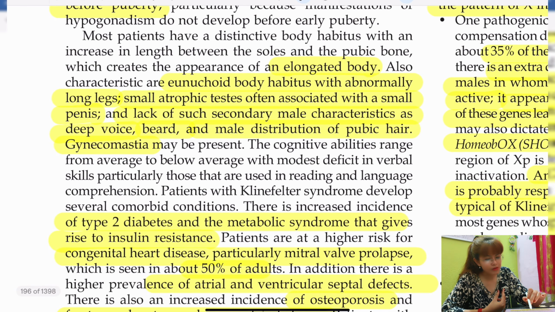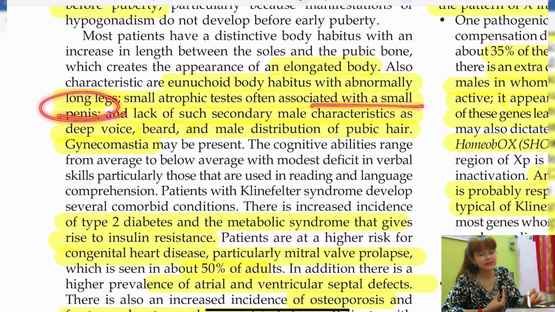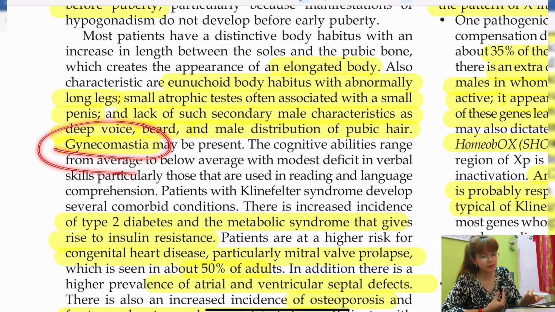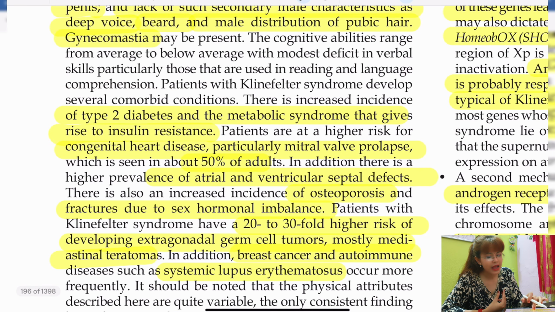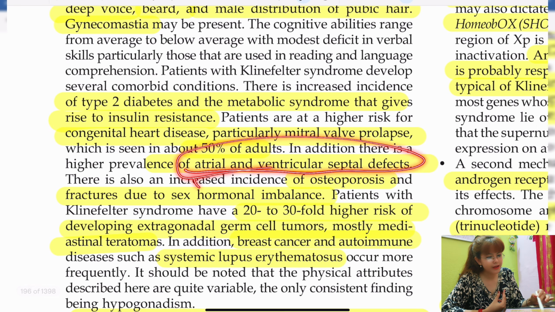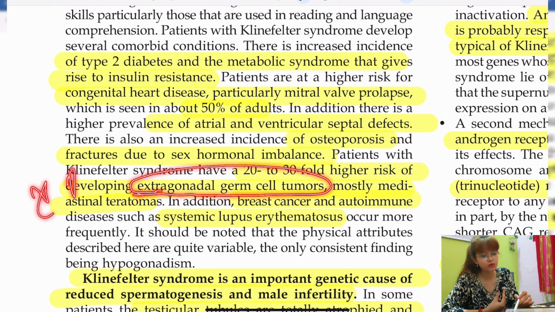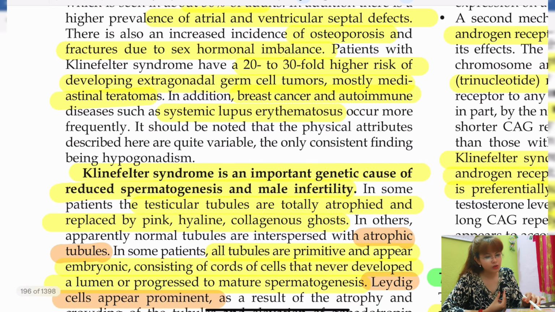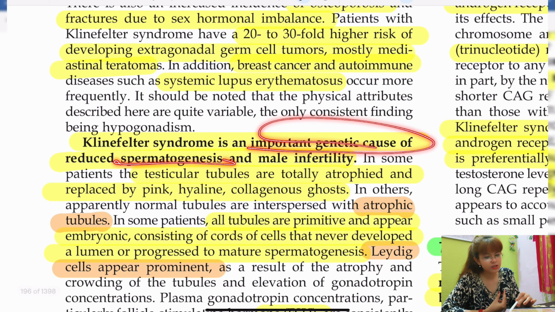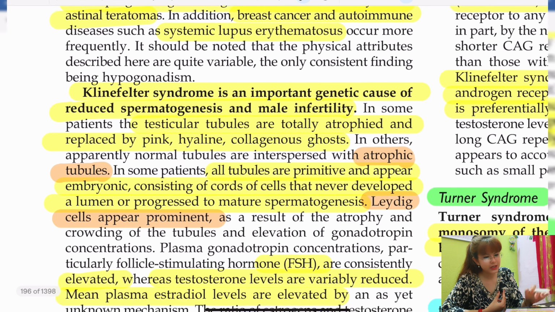Now what's happening is that obviously they have an elongated body, eunuchoid body habitus with abnormally long legs, small atrophic testes associated with a small penis, lack of secondary sexual characteristics, gynecomastia may be present, type 2 diabetes may be present, atrial and ventricular septal defects, osteoporosis, hormonal imbalance. All of this can be present, and they also have a risk of developing germ cell tumors because the Y chromosome is also more over here, right? So it is an important cause of reduced spermatogenesis and male infertility.